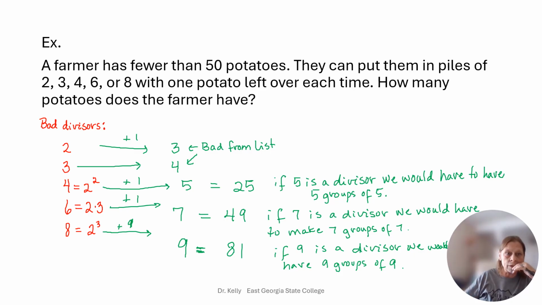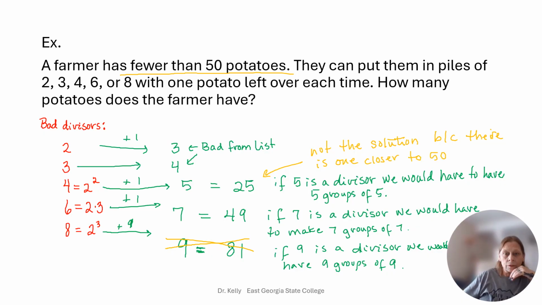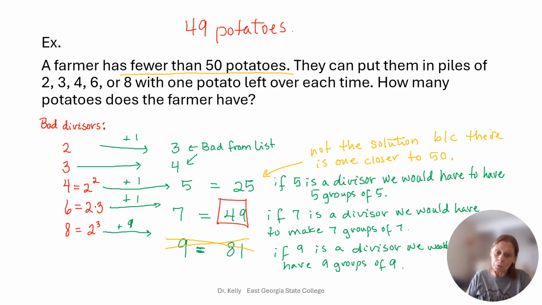Then we're going to come back up to our question, and we see that the farmer has fewer than 50 potatoes, so 81 is not going to work. And 25 is actually not the solution, because there is one closer to 50. The farmer has 49 potatoes. And so he winds up with 7 piles of 7. Although it didn't ask about that, we needed to know that to work it out.